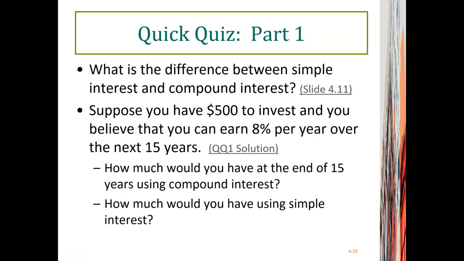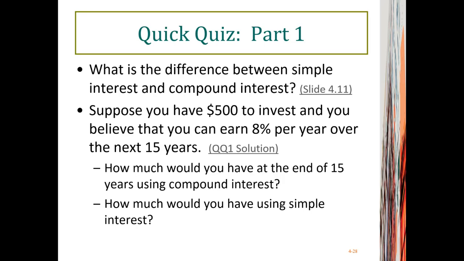Before we introduce a very important concept of present value, let's take a short review by doing the quick quiz that you see here. The first one is, what is the difference between simple interest and compound interest? And the difference here is simple interest doesn't consider the interest on interest. Compound interest does. And in calculating future value, we use compounding mechanism by considering interest on interest, assuming that investors will invest the interest that they receive in previous years.